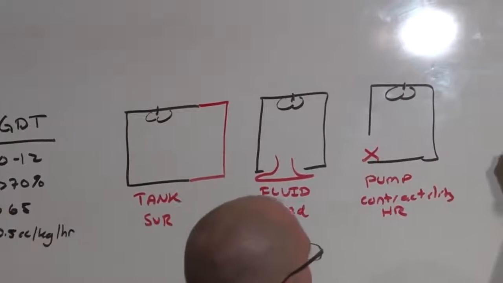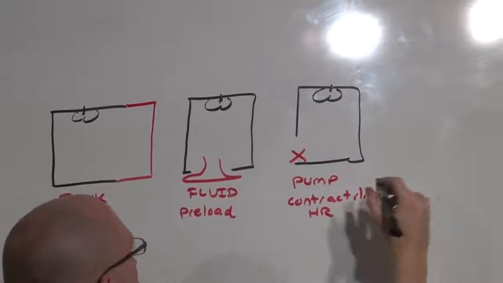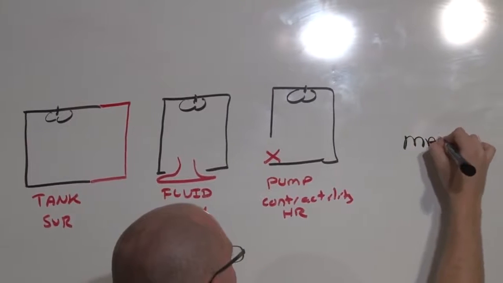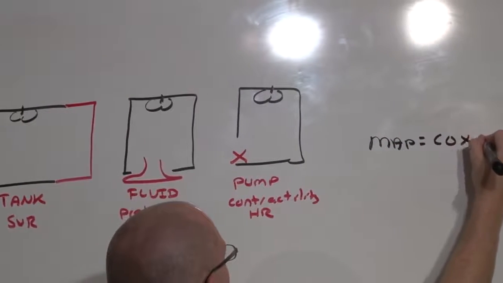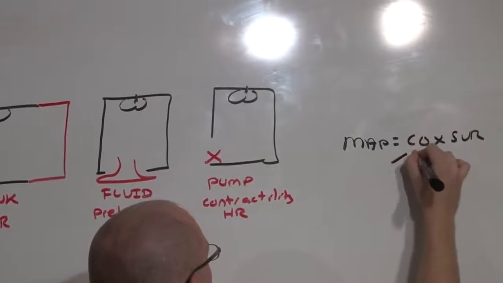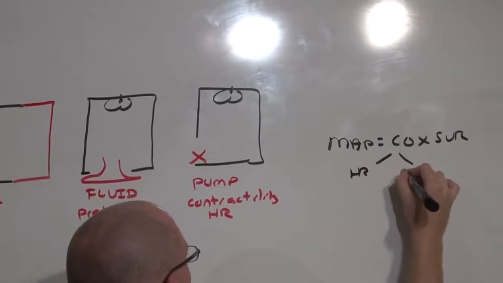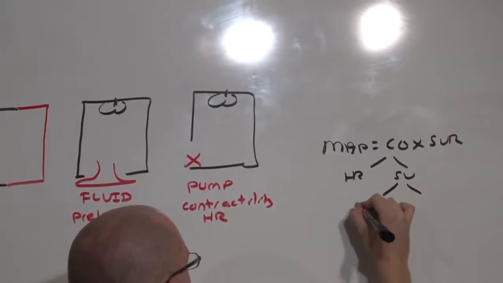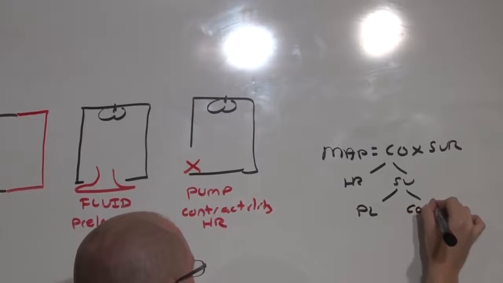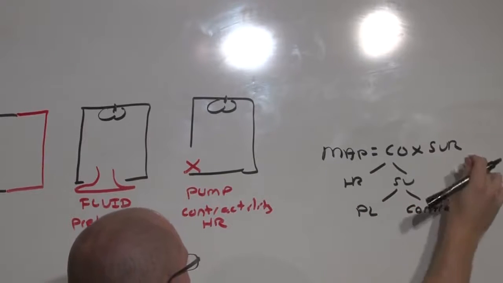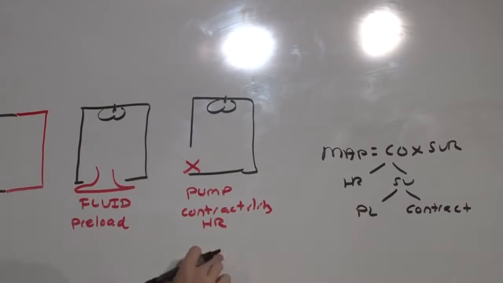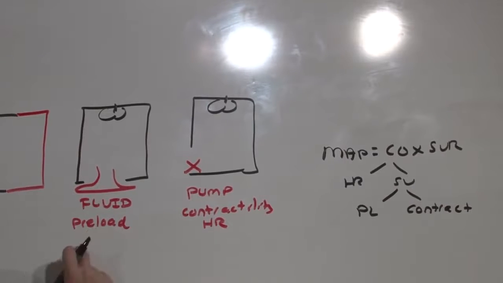The equation, just so it's there, because we're seeing the elements already in the model. The mean arterial pressure equals cardiac output times systemic vascular resistance. Cardiac output is heart rate times stroke volume. Stroke volume is preload times contractility. We've pulled these elements over here to see how they relate.